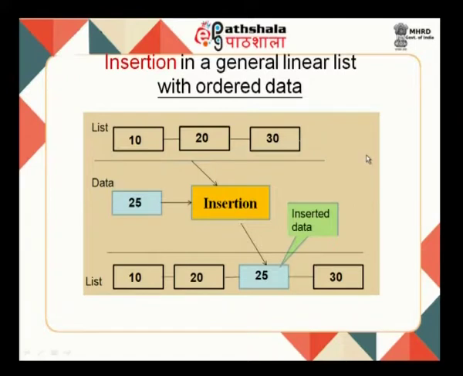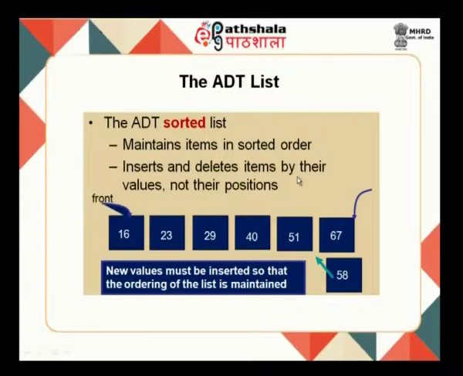For example, insertion in a general linear list with ordered data. You have 10, 20, 30 and you have been asked to add 25. You do not have to talk about the position at all; it will automatically be added only here. How this is done I am not telling here. Here we are defining the ADT of a sorted list. So, this is what will happen when you say insert 25. The ADT sorted list maintains items in a sorted order and inserts and deletes items by their element values and not by their positions at all.